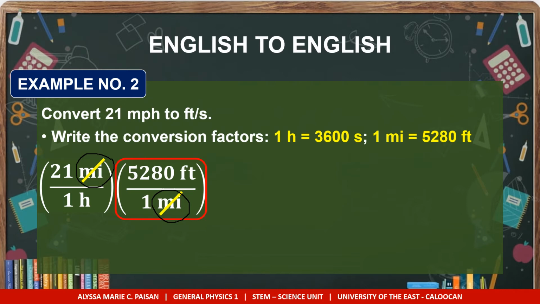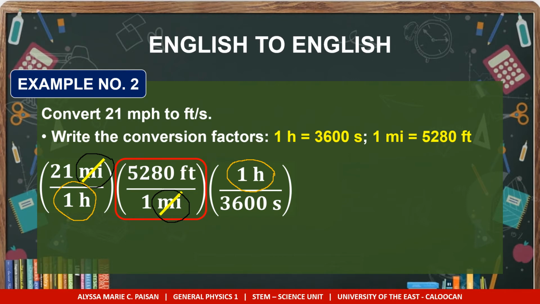Next, we will write the conversion factor for time, which is 1 hour over 3,600 seconds. The hour is in the numerator so that we can cancel it together with the unit hour located in the denominator of our given. So this one is in the denominator. So for us to be able to cancel this, we should have the unit hour of our conversion factor in the numerator. Okay? Then we can cancel them out. Evaluating the numbers using our calculators, we will get the answer 31 feet per second.